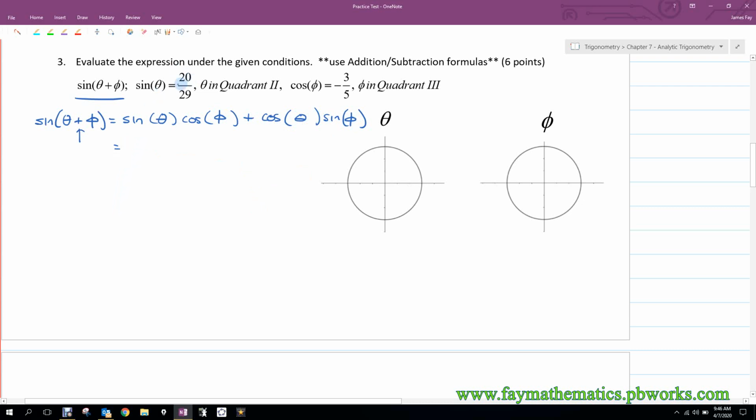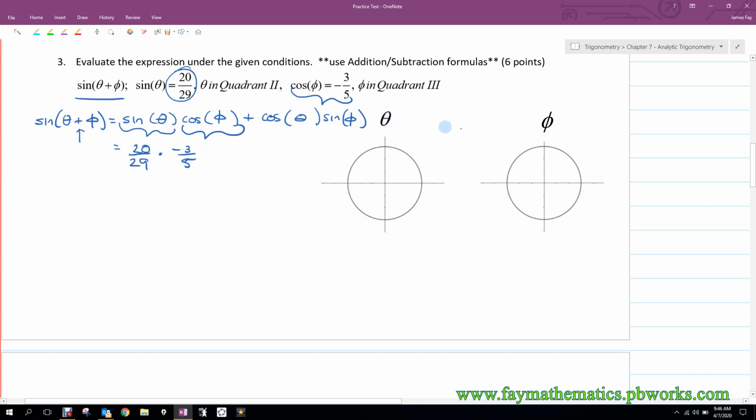Okay. Now we know right away that sine of theta is 20/29. So that thing right there changes to 20/29. Okay. I know cosine of phi is negative 3/5. So that turns into negative 3/5. However, I don't know either of these. So we need to draw a picture.